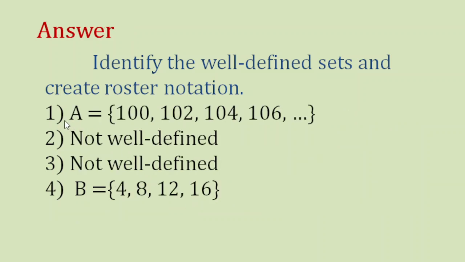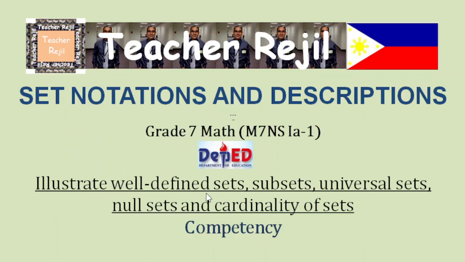Number 1, A equals {100, 102, 104, 106, ...}. Number 2 is not a well-defined set. Number 3, not well-defined set either. Then number 4, B equals {4, 8, 12, 16}. Did you get all the items right?